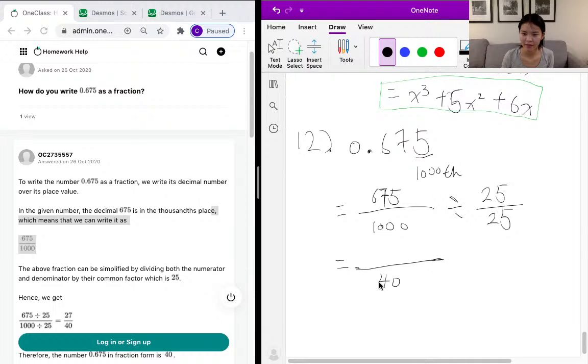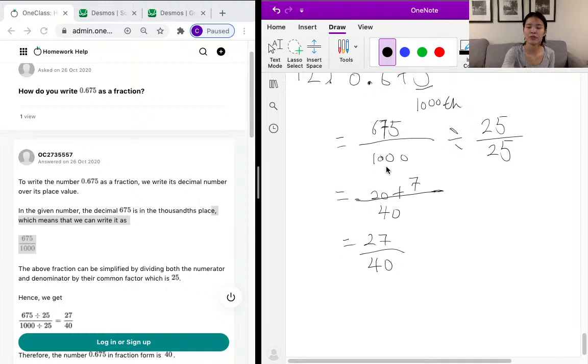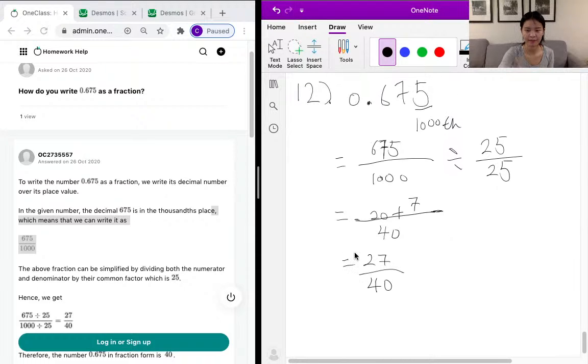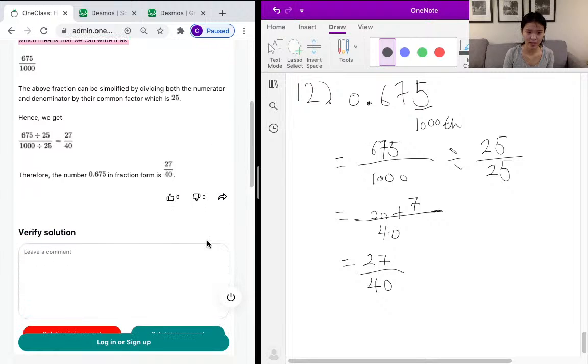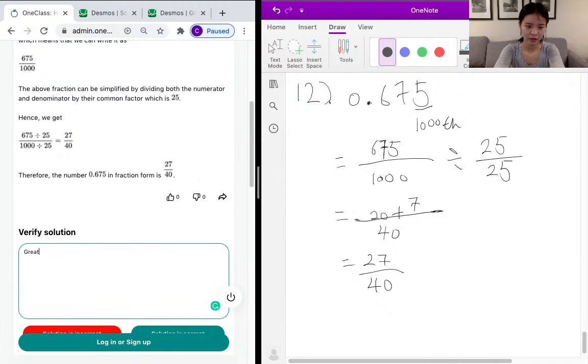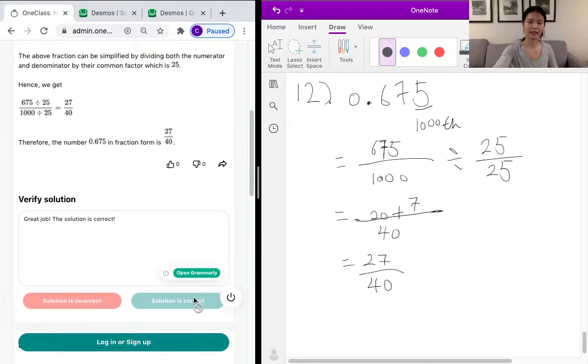So 1,000 over 25 is 40, and 675 over 25, let me see, it is more than 20, it is 20 plus 25 over 5, 20 plus 7, so it's actually 27. So yeah, our 0.675 converted into a fraction is 27/40, which should be our answer. Alright, now let's see. Right, their solution is correct. So let's just say, great job. The solution is correct. Perfect. Next problem.